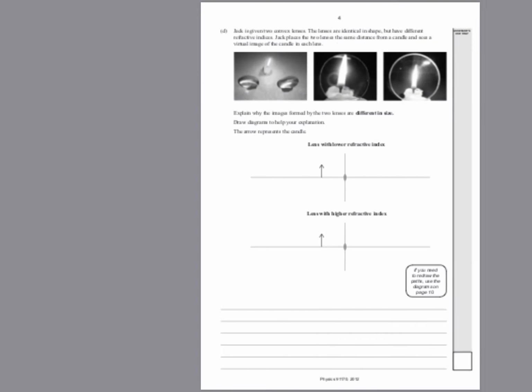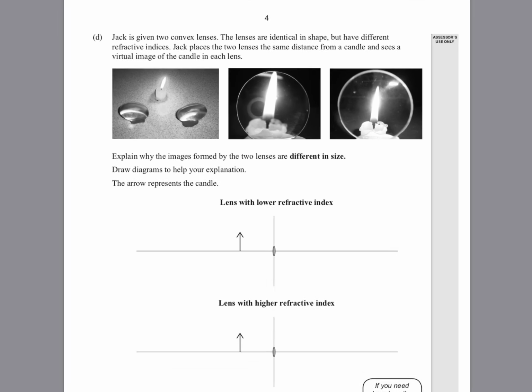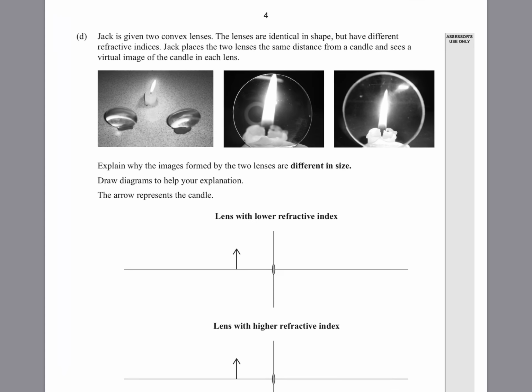Alright, moving along. Jack is given 2 convex lenses. The lenses are identical in shape but have different refractive indices. Jack places the 2 lenses the same distance from a candle and sees a virtual image of the candle in each lens. Explain why the images formed by the 2 lenses are different in size. Draw diagrams to help with your explanation. The arrow represents the candle.